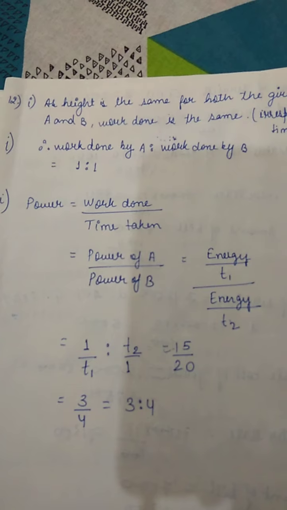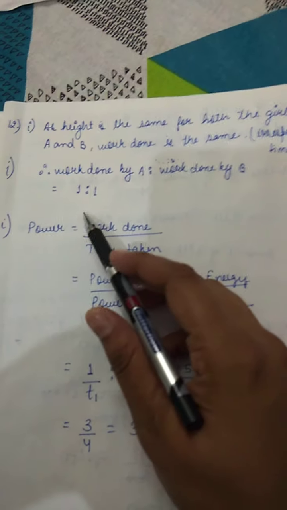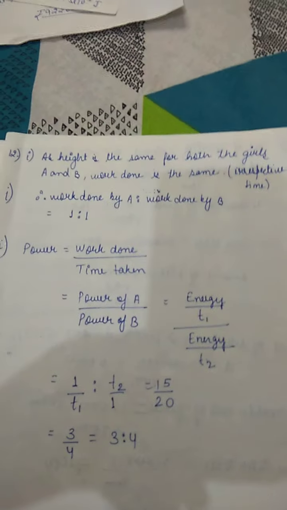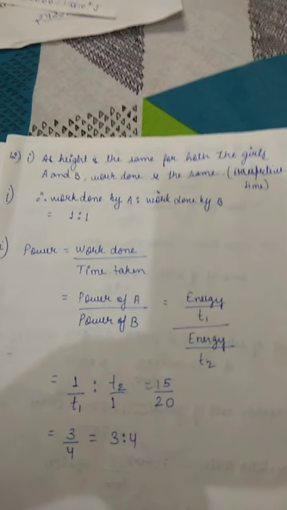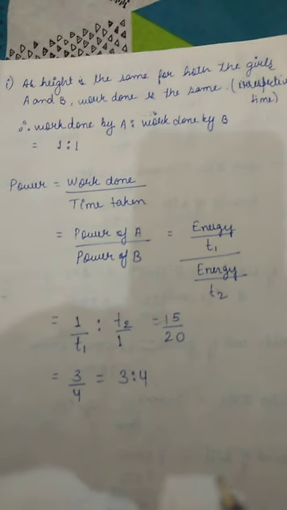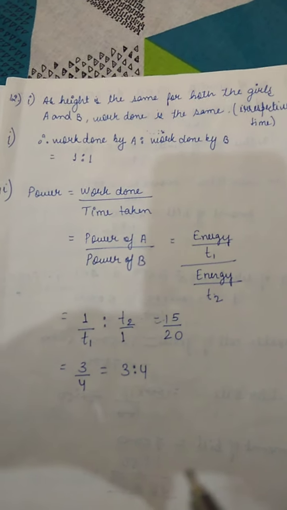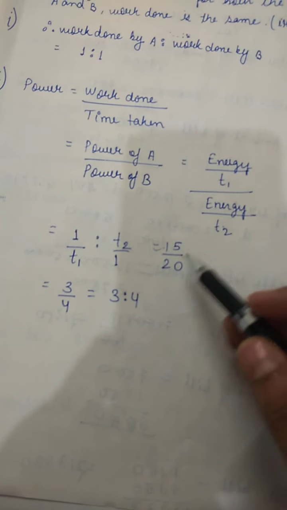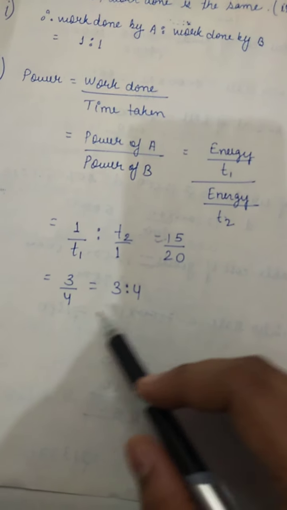Students, both girls are climbing the stairs, so both are doing the same work. So here we take the work done as 1:1. Why? Because the height is the same for both girls A and B. Work done will also be the same, so it will be 1/1. Next one is power. Power is work done upon time taken, so power of A upon power of B is energy upon time, energy upon time. Here time is given as 15 and 20, and we will substitute, cancel, and get our answer as 3/4, which is 3:4.